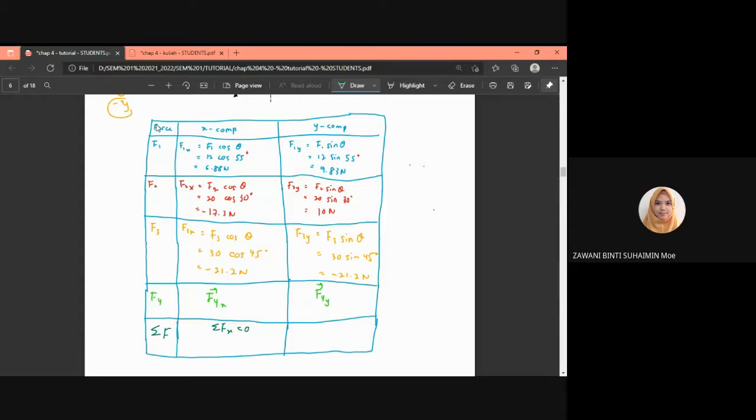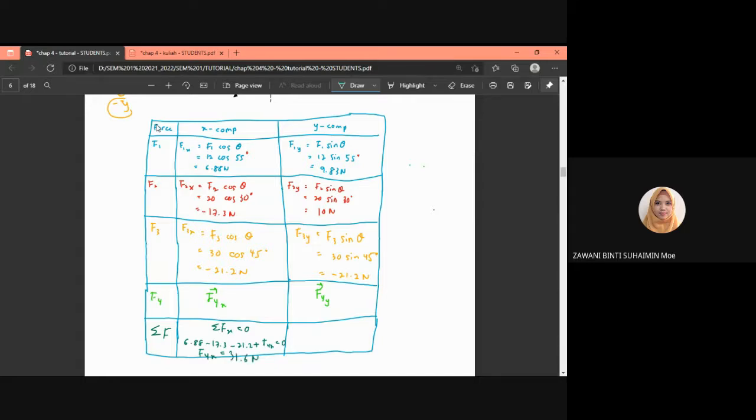First tadi we have 6.88 from force number 1. Lepas tu yang kedua kita ada negative 17.3, so minus 17.3. And then force yang ketiga kita ada minus 21.2, and then we have tambah F4 X, so it's equal to 0. F4 X tu kita tak tahu, so kita letak tambah je. Bila kita rearrange the equation, kita akan dapat F4 in X component sama dengan 31.6 Newton. Macam itulah maksud dia.